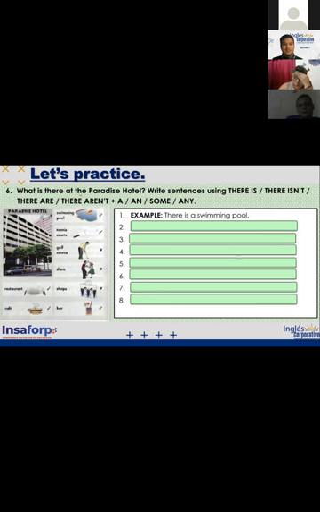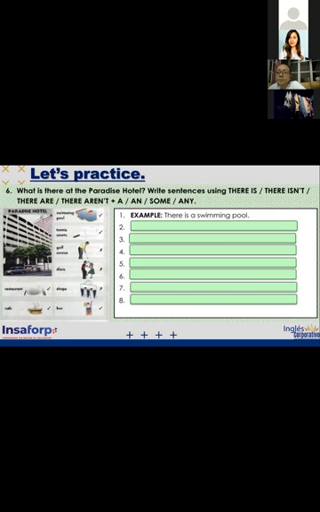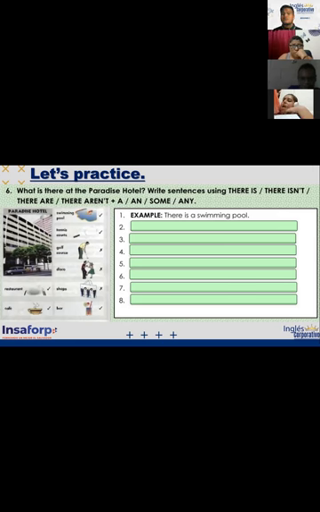So what about number three, now that we already know how to do it? There is a golf course. Repeat it again. There is a golf course. Let me try again, teacher. Maybe it comes out right. Go ahead. There isn't any golf course.